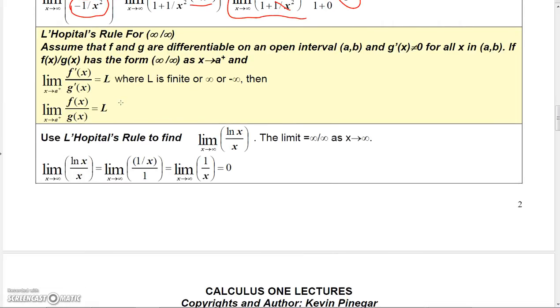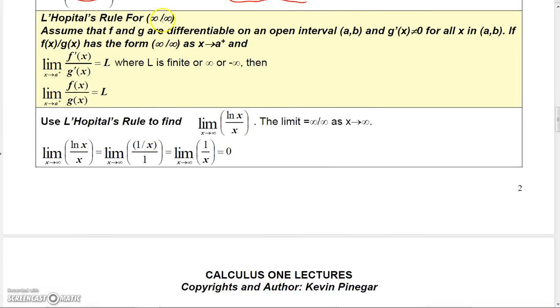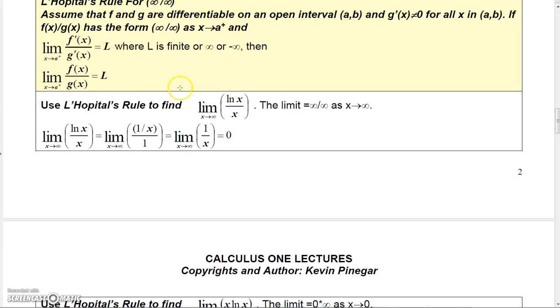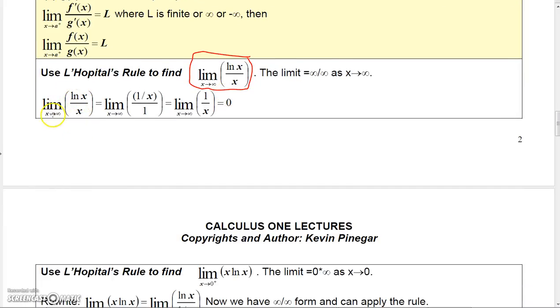Now you can actually use L'Hopital's rule for infinity over infinity too. Like here I have the natural log of x over x, and as x goes to infinity, the natural log goes to infinity, and obviously x goes to infinity, so this would be infinity over infinity. So I can apply L'Hopital's rule to this one. The derivative of natural log of x is 1 over x, and the derivative of x is 1. And if you take the limit of 1 over x as x goes to infinity, obviously you will get 0. So this limit up here must equal 0 as well.